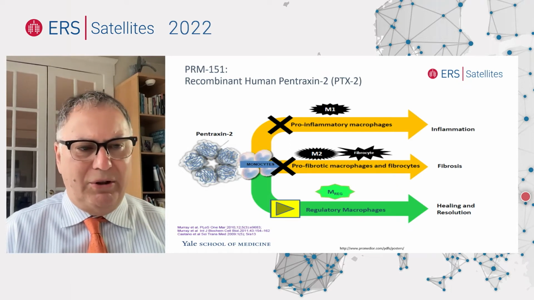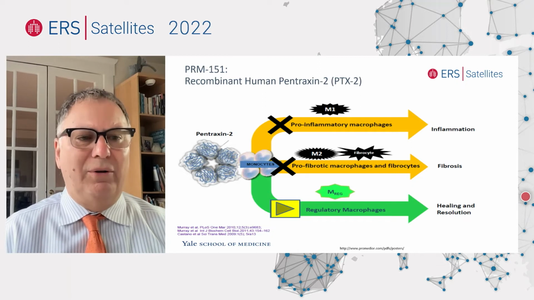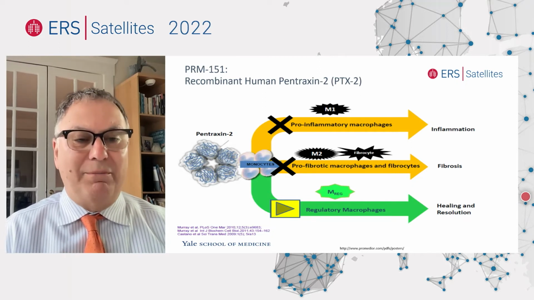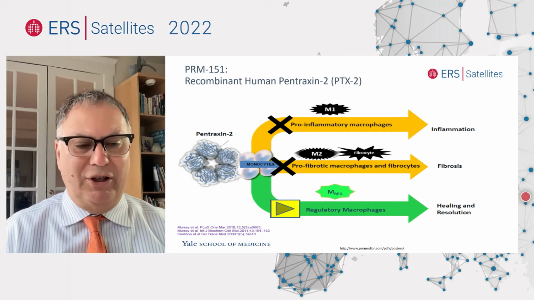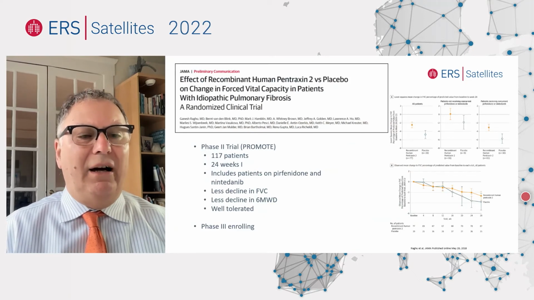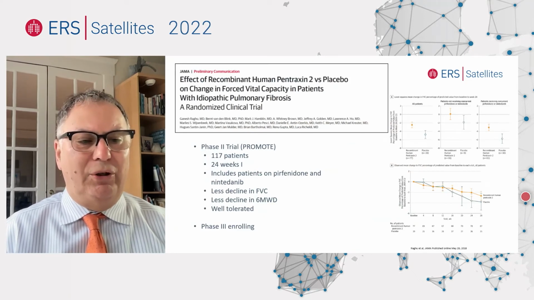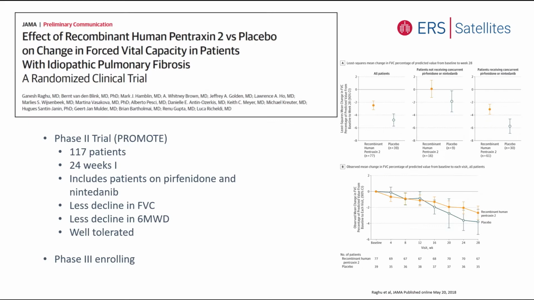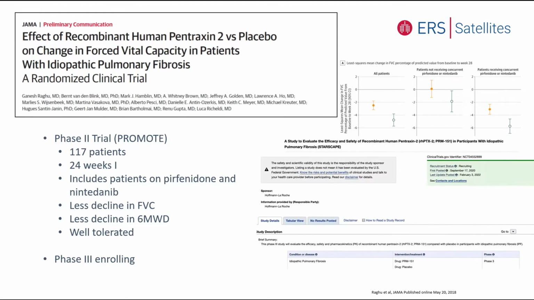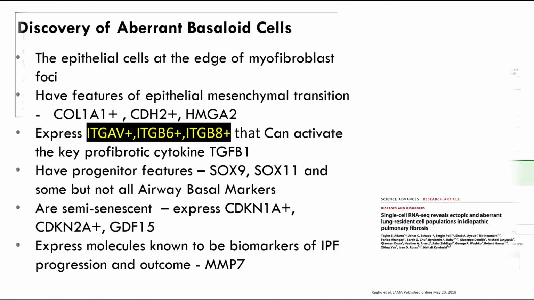Enter a molecule that was studied long ago, pentraxin-2. It is a modulator of macrophage activation. And in phase 2, it actually showed less decline in FVC, less decline in 6-minute walk, and it was well tolerated. So again, there is now a phase 3 ongoing, and hopefully we'll see results.